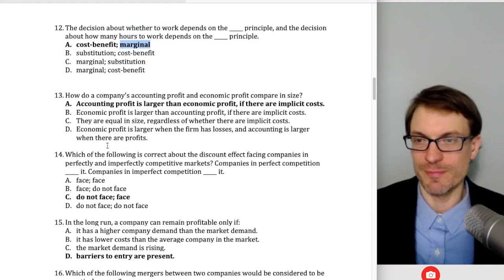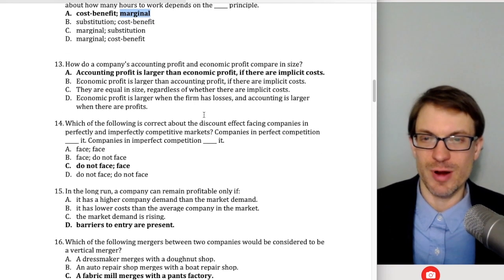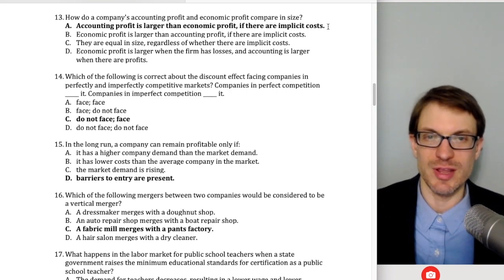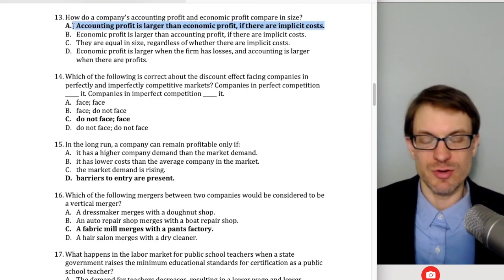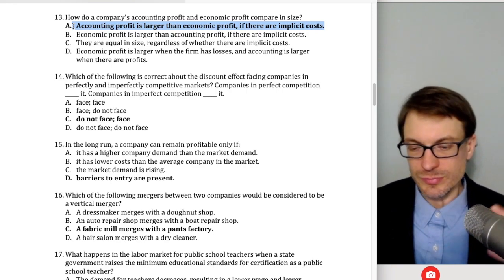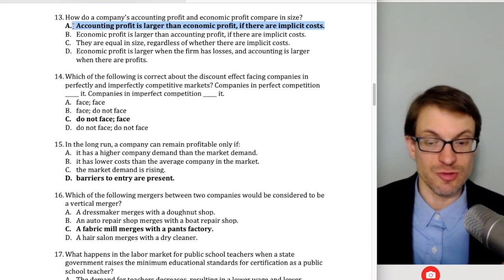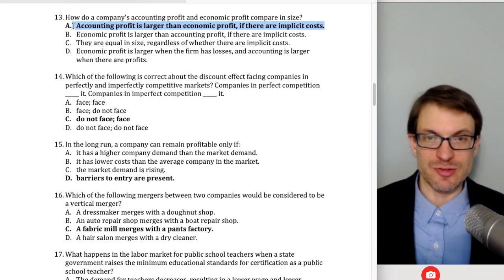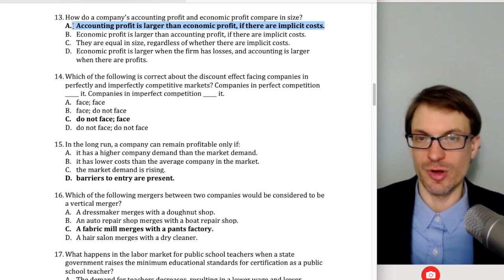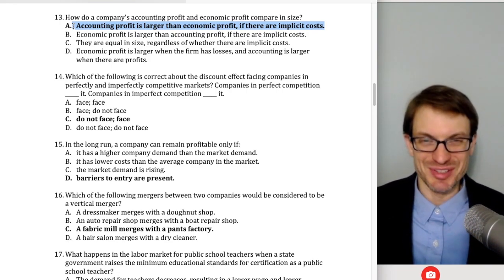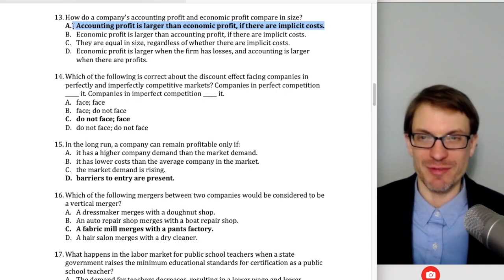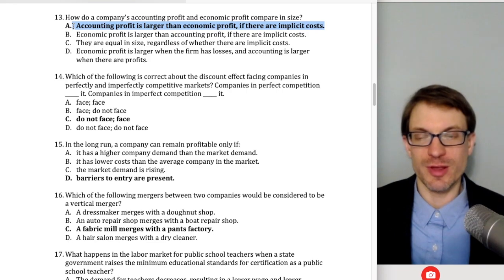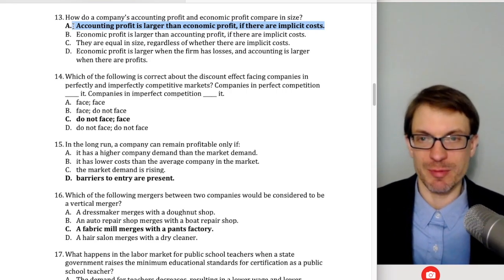That's the marginal principle. How do companies' accounting profit and economic profit compare in size? Accounting profit's larger than economic profit if there's implicit cost. Remember, accounting profit is going to ignore implicit costs, and pay attention only to what's on paper. Economic profit pays attention to implicit costs, opportunity costs, and so on. More typically, implicit costs are going to be present, and so economic profit's typically going to be smaller than accounting profit. That's one of the stories for the perfect competition outcome of zero economic profit, right?